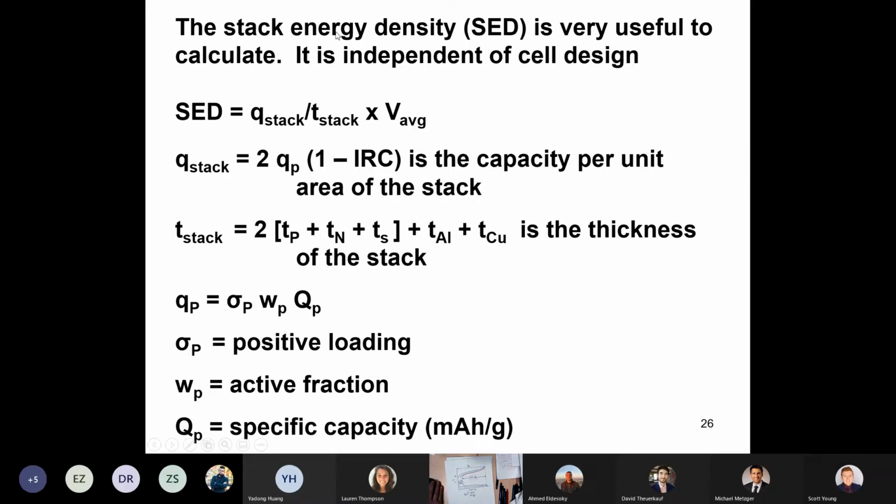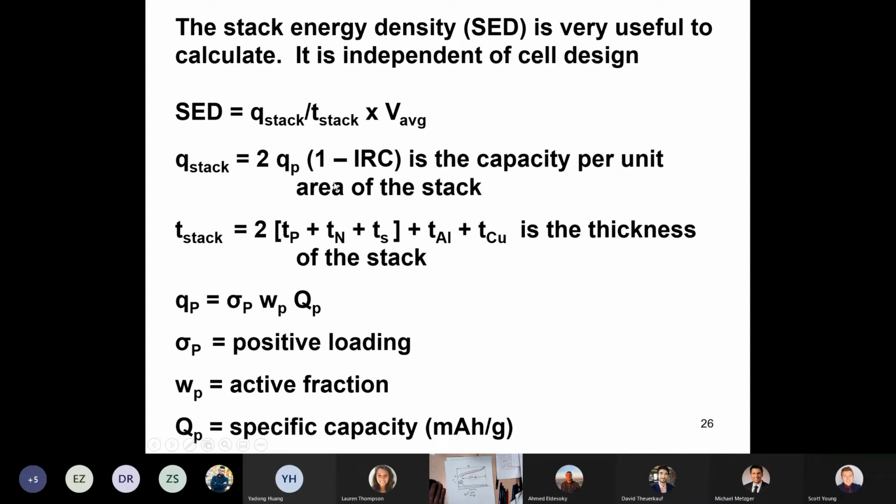Now the other thing that's really useful to calculate is something called the stack energy density. It's independent of the cell design that you ultimately select, be it a pouch cell or a cylindrical cell. It's just the capacity per unit area of the stack divided by the thickness of the stack. That gives you the capacity per unit volume of the stack, multiplied by the average voltage. That's the stack energy density in units of something like watt hours per liter.